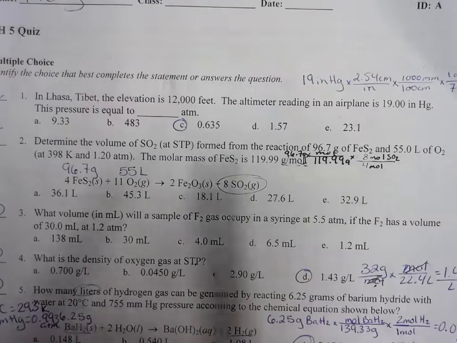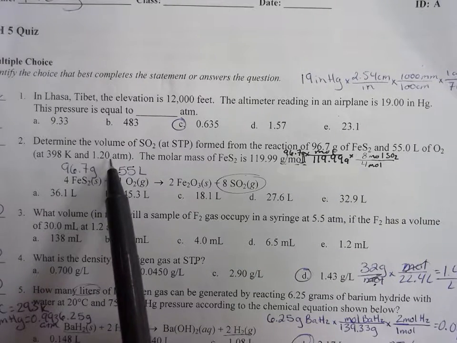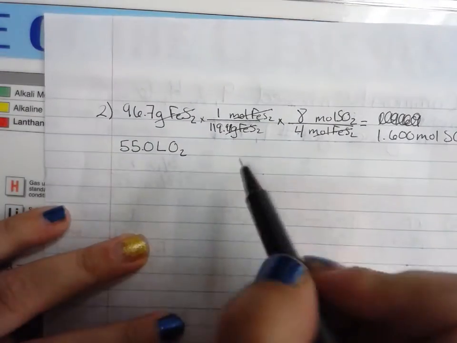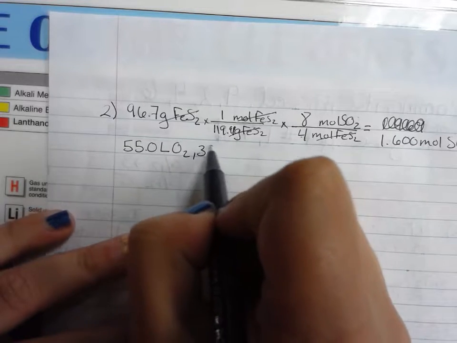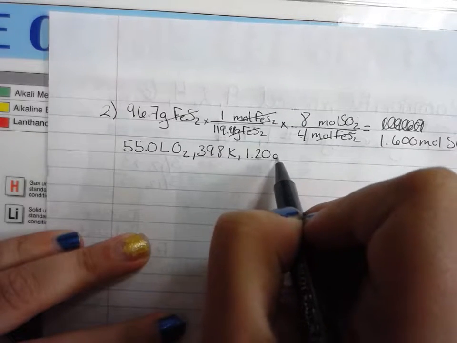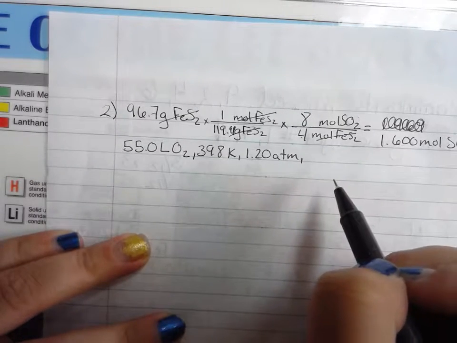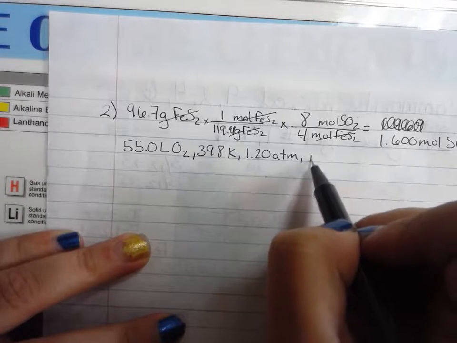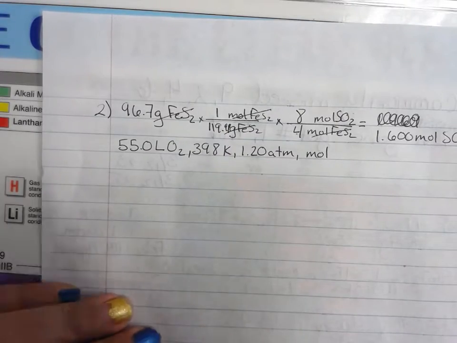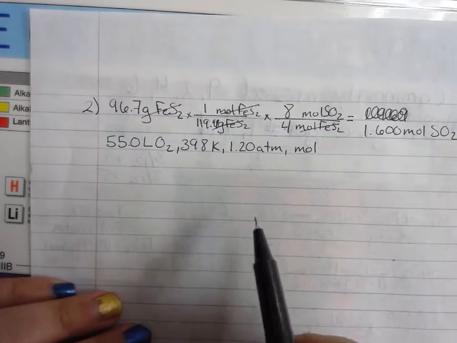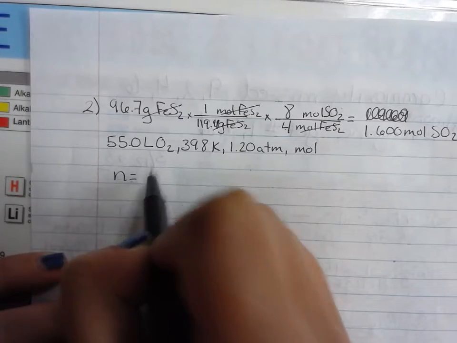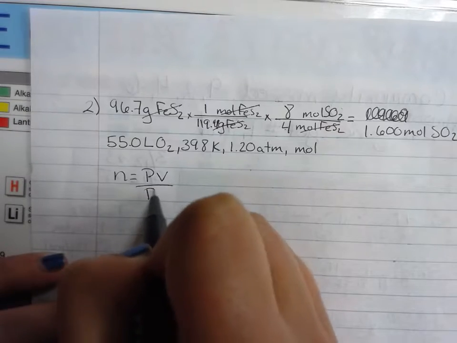The next thing we have to deal with is we have 55 liters of O2 at 398 Kelvin and 1.20 atmospheres. So what we know: 55 liters, 398 Kelvin, 1.20 atmospheres, and we want to know moles, right? We want to know moles so that we can plug it into our chemical equation. We use our ideal gas law. Our moles are equal to PV over RT.